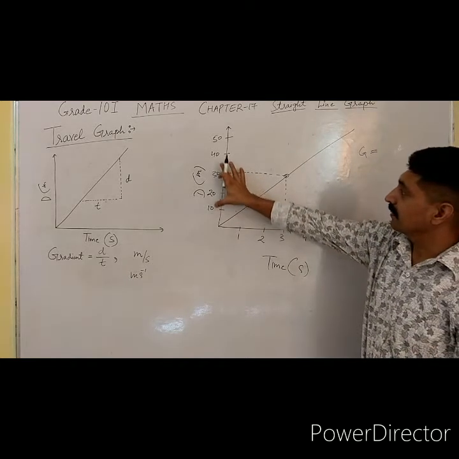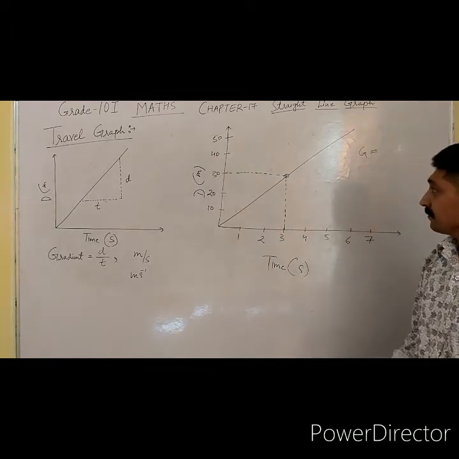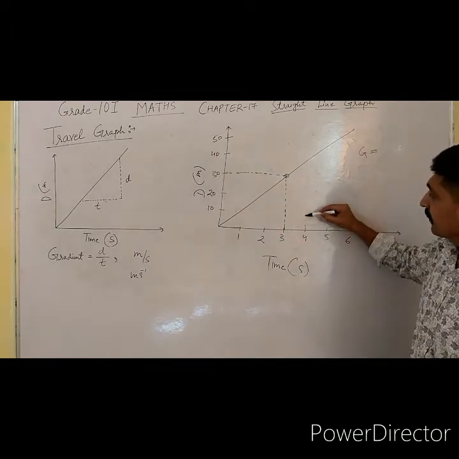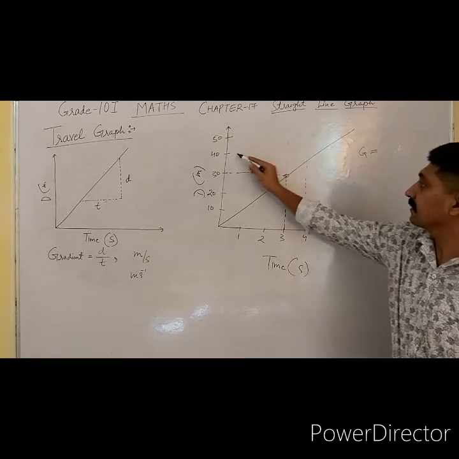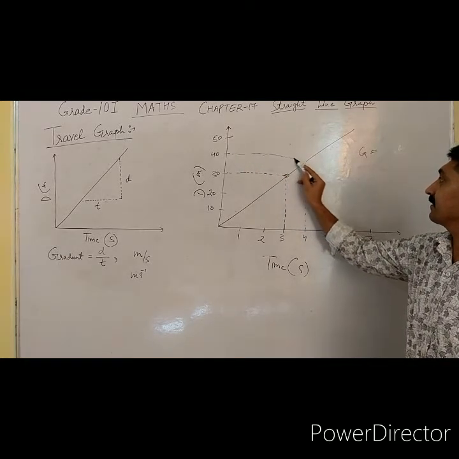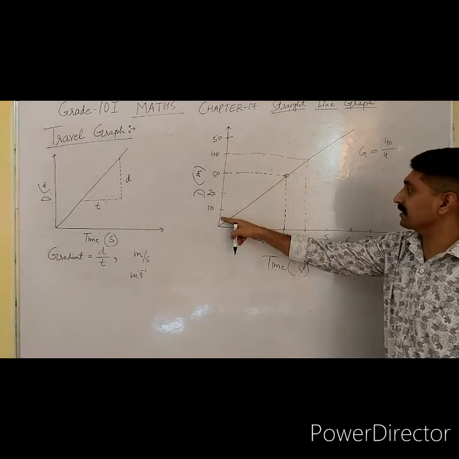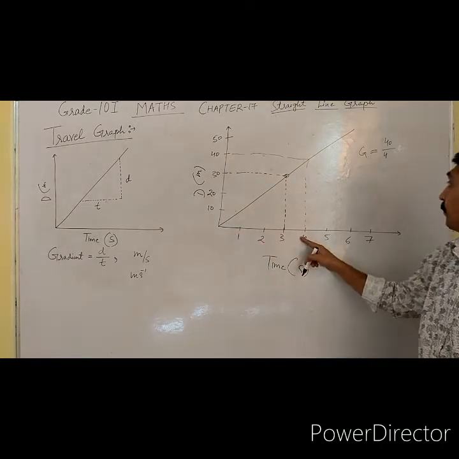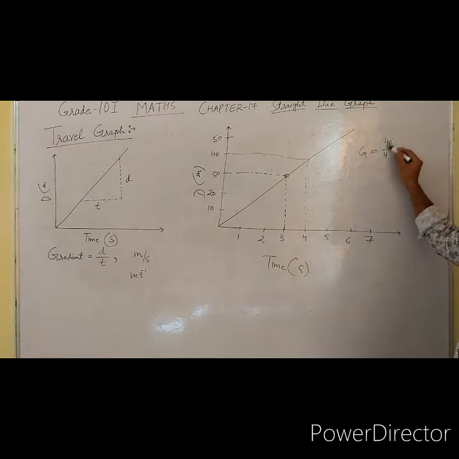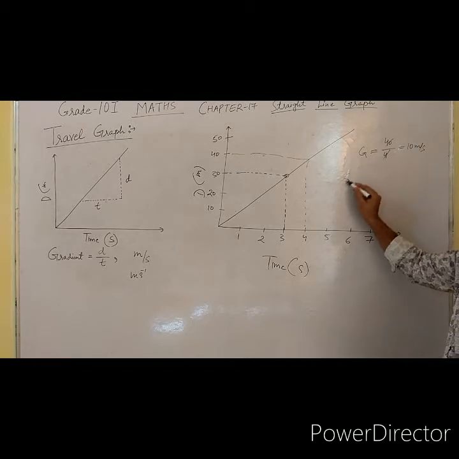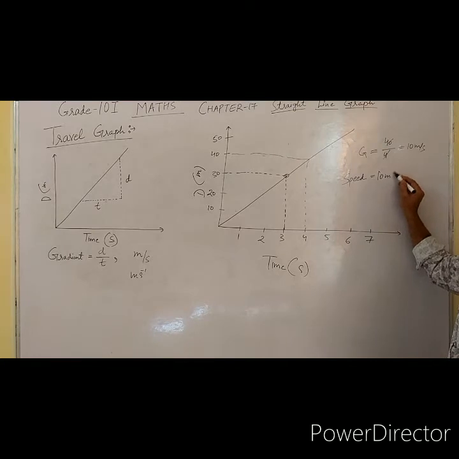So if it is asked about the gradient, let the distance traveled be 40 meters in 4 seconds. So the gradient here is 40 upon 4, 40 meters the distance and time is 4. So we have 10 meters per second, which is the speed. The gradient is the speed, that is 10 meters per second.